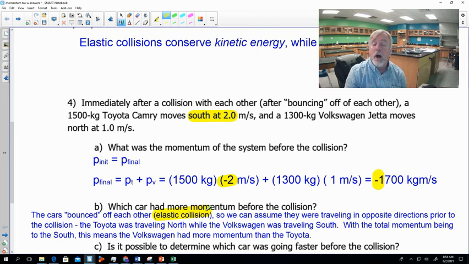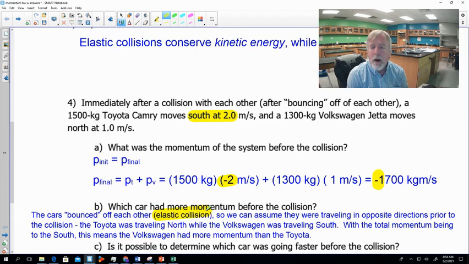If it's an elastic collision, let's try this. We can assume that the cars were traveling in opposite directions prior to the collision. In other words, one's coming north, one's coming south. They hit each other and they bounce back in opposite directions. So what does that mean? That means before the collision, our Toyota was traveling north and our Volkswagen was traveling south.